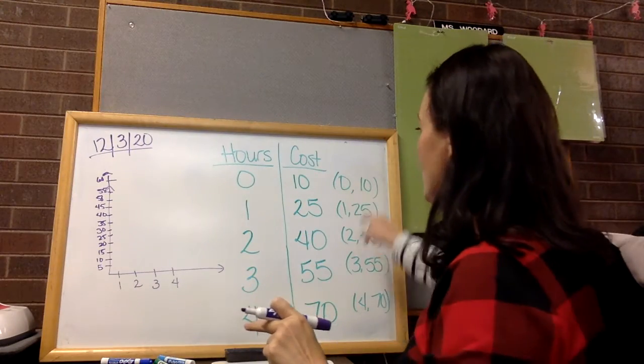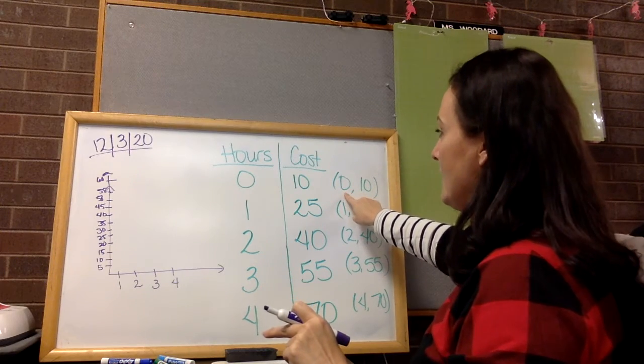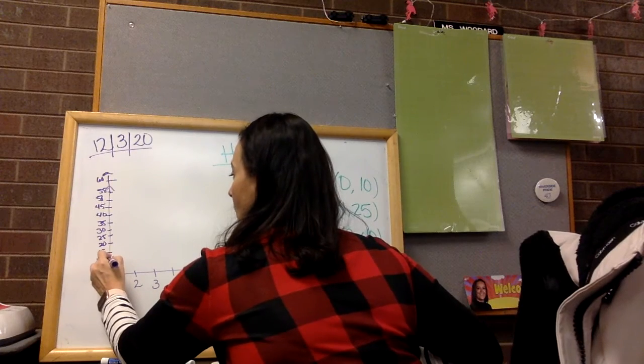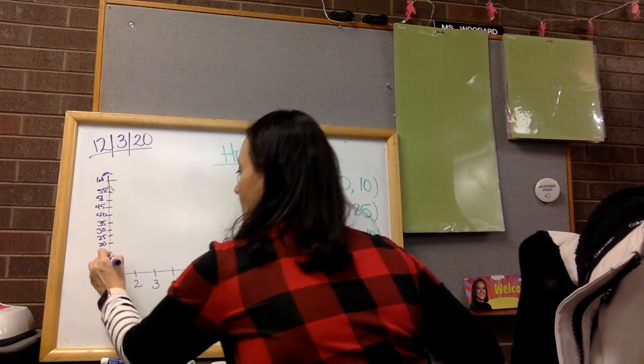So what you guys are going to be doing is plotting all these points. When x is 0, we have y is 10. So our first point is going to start up here.